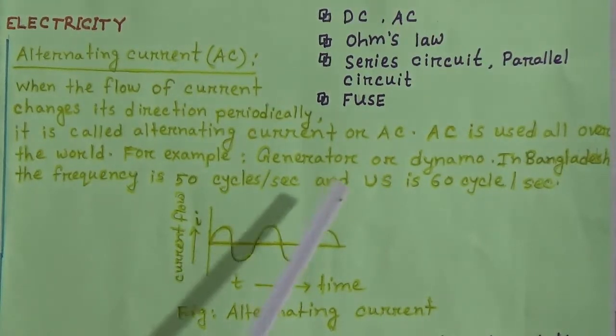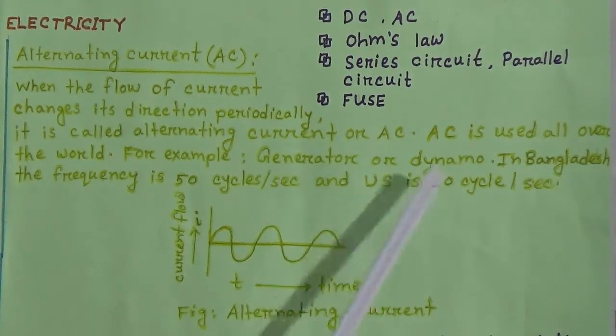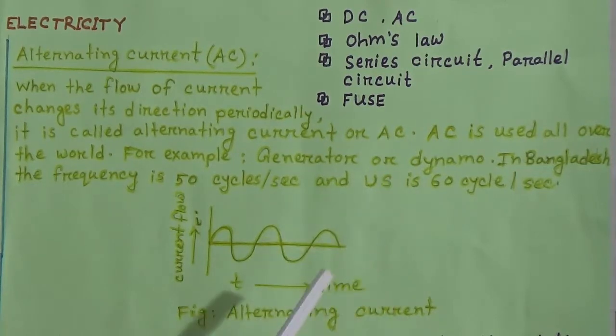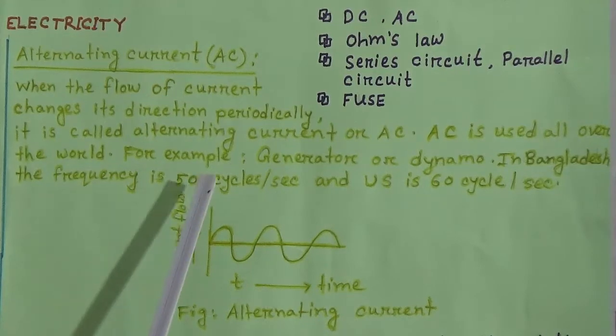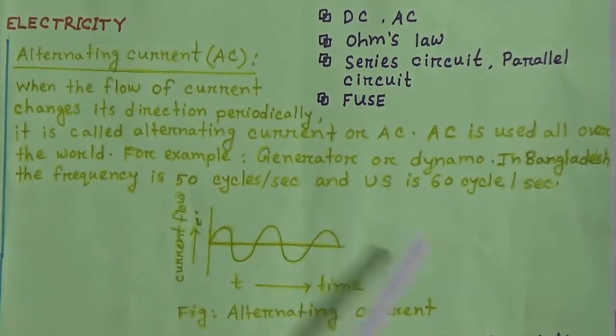For example, from a generator or dynamo, we get AC, that means alternating current. In Bangladesh, the frequency used is 50 cycles per second, and in the USA 60 cycles per second.